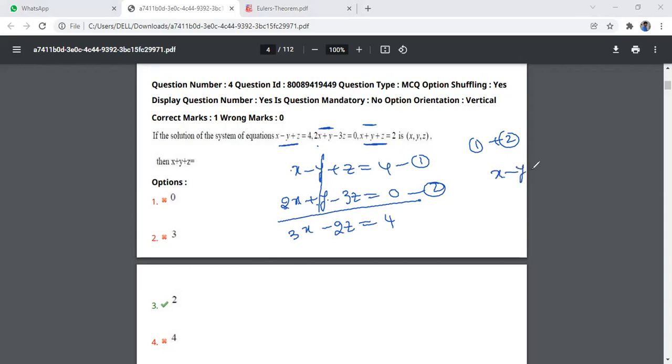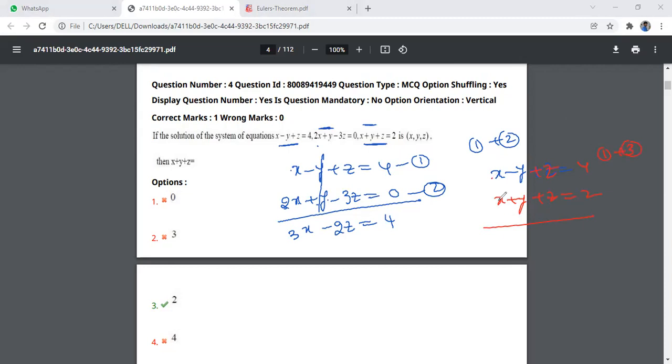x minus y plus z is equal to 4. We'll change the color. x minus y plus z is equal to 4. Third equation is x plus y plus z is equal to 2. So again same, add 1 plus 3.